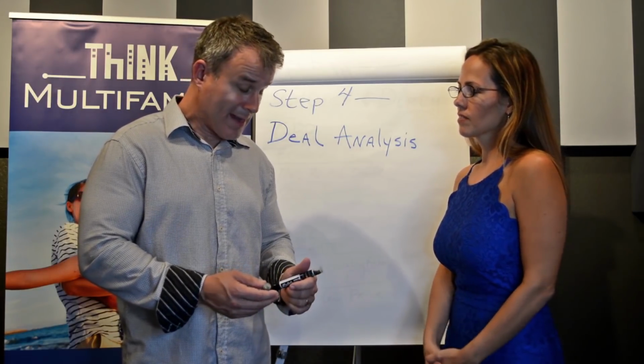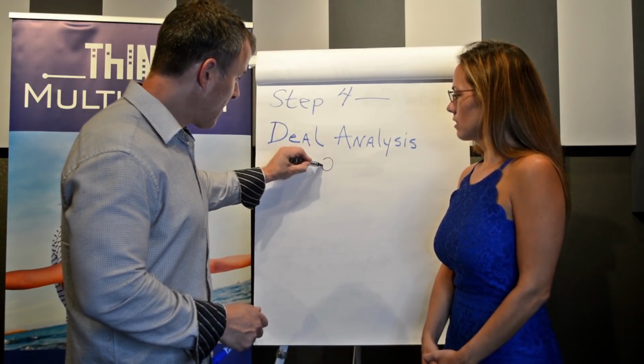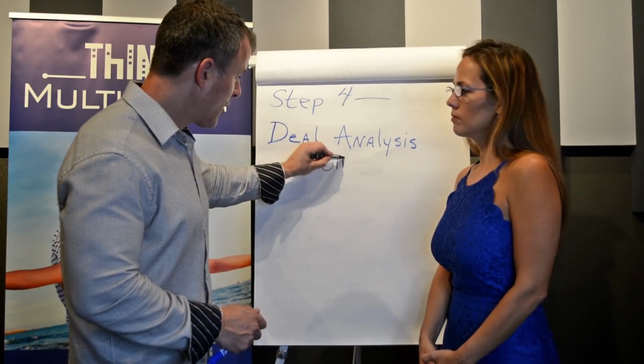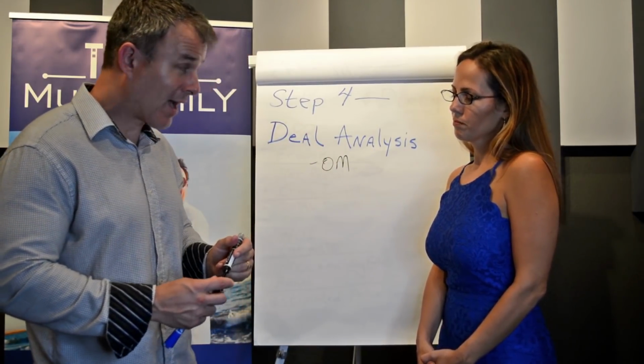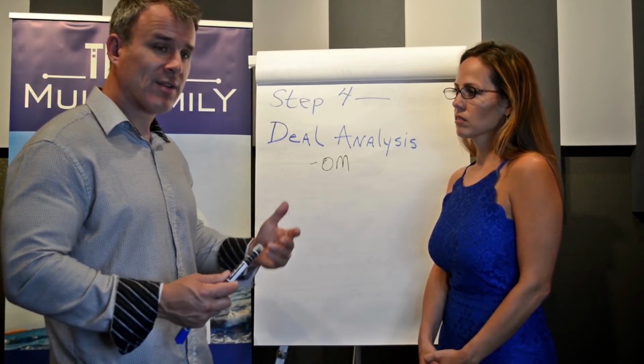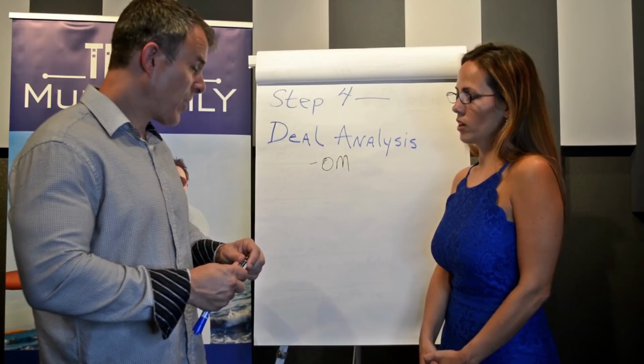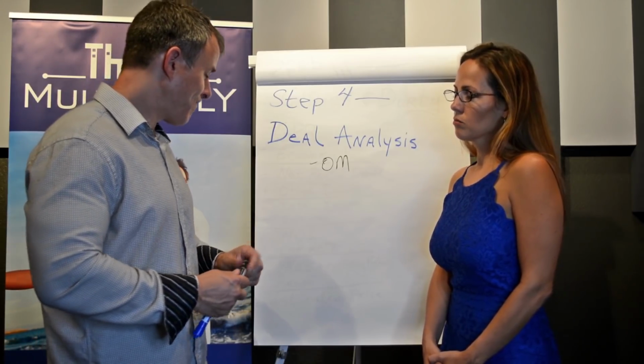Yeah, so ideally you're going to get what's called an OM, or offering memorandum. We talked about this in previous steps too. It's going to be the document that the broker puts together with their projections and rental income, things like that. So that's one. But you don't always get it. If it's off market, you're not going to get it.